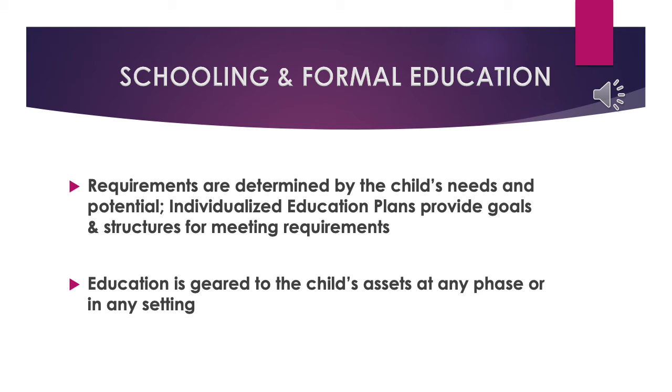Schooling and formal education. So schooling and formal education for these children are really going to be determined by the individual child's needs and potential. There are individualized education plans, also known as IEPs, to help provide goals and structures for meeting these requirements. The education needs to be geared towards the child's assets at any phase or in any setting of their education. As I said already, every child is going to have a different level of functioning. They will have different needs and will have different goals. So it's really important that their education is individualized for them so that they can really reach their full potential.